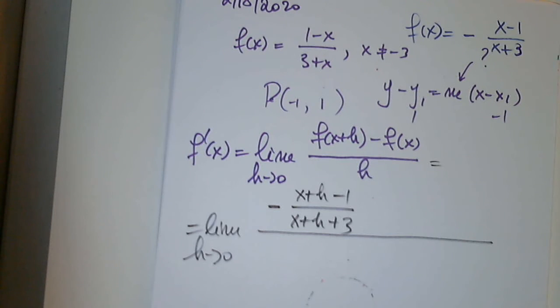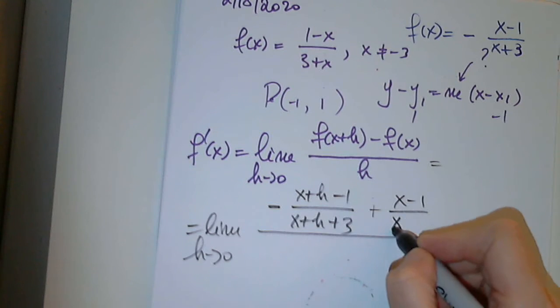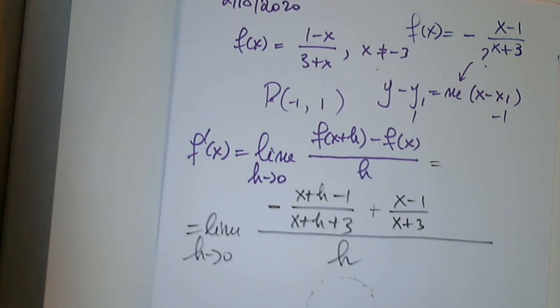Now you have to be careful though, because the next step is negative f of x, but that's okay. I'm going to have plus. So plus (x minus 1) over (x plus 3). And everything divided by h. In the next step, I will find the least common denominator.